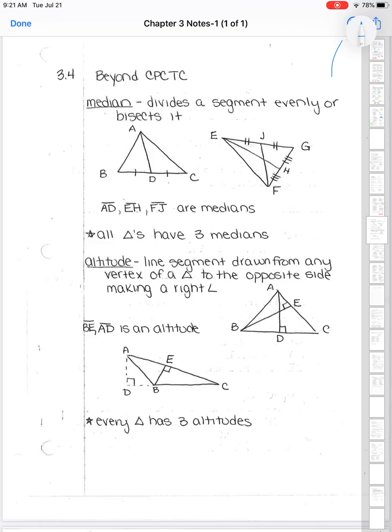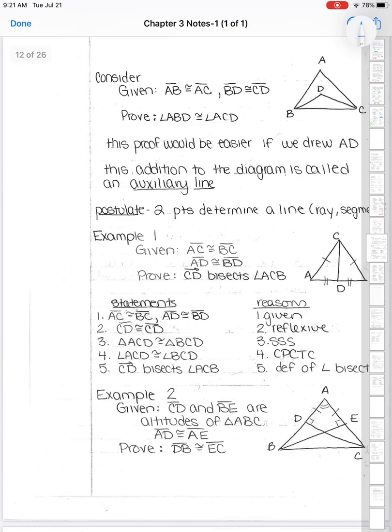For altitude, that's a line segment that's drawn from any vertex of a triangle to the opposite side, making a right angle. So if you think back to some of the older vocabulary, that is similar to perpendicular. Same meaning, looks the same, it's just a new word that's now replacing that. But again, they'll both be used throughout the year. Just make sure that you're using the correct one in the problem that you're working on. And just like a median, there are 3 vertices in a triangle, so there are 3 medians, and there are 3 altitudes.